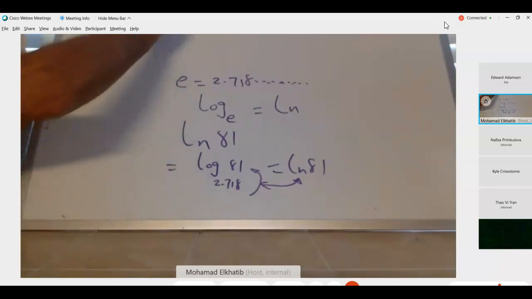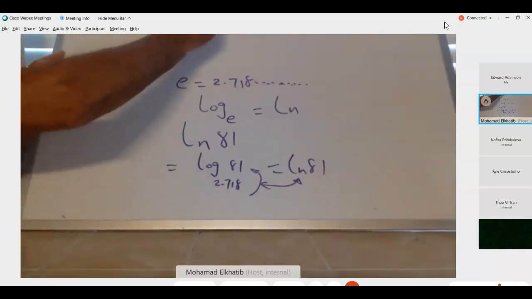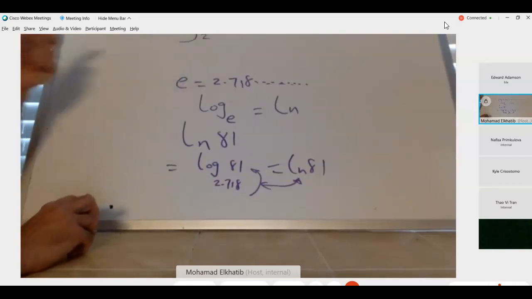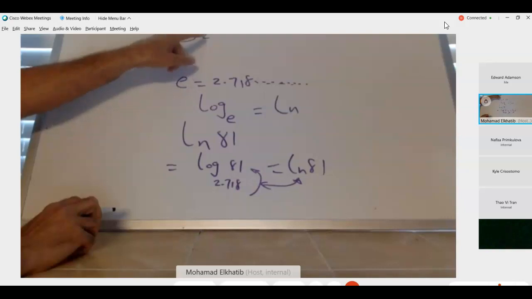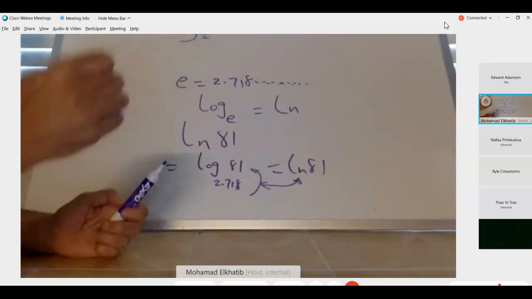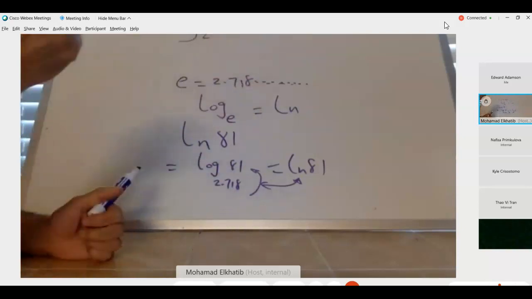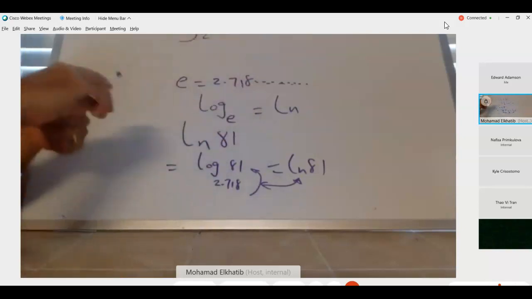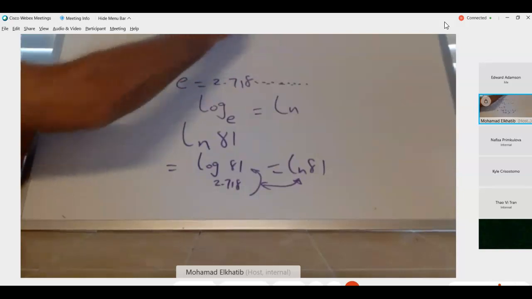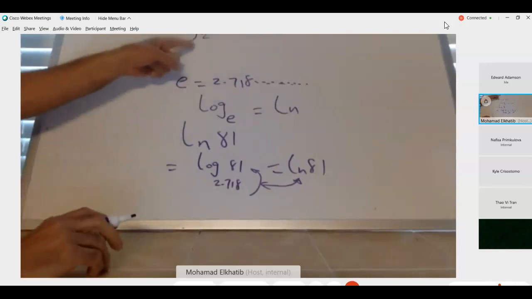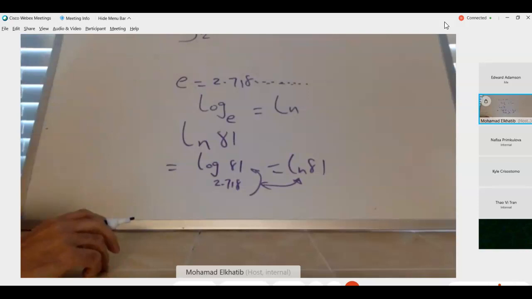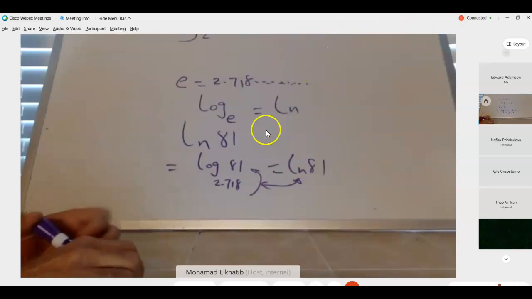Log is different. For example, what is log 32 base 2? It means how many times would you multiply 2 to get to 32? So if you use your fingers, 2 times 2 is 4, times 2 is 8, times 2 is 16, times 2 is 32. So the answer is 5, because when I multiply 2 by itself 5 times, I get 32. Okay? Does that help you?